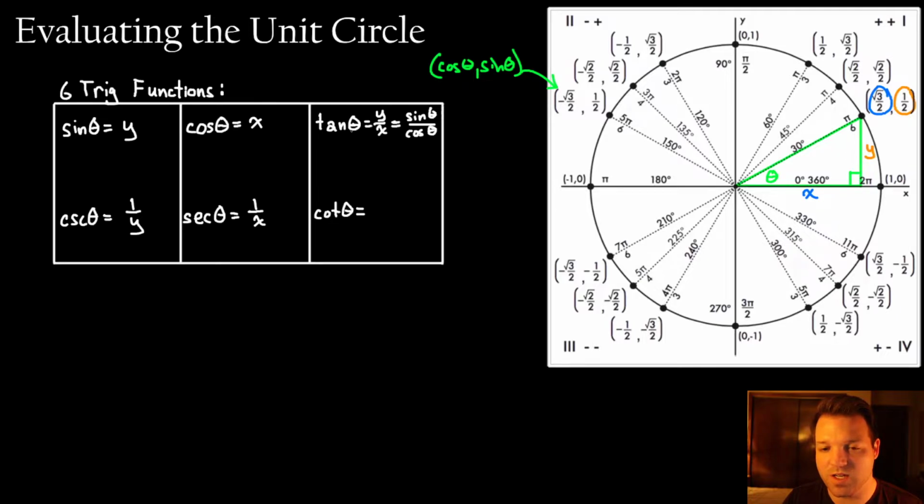And then cotangent is the inverse of tangent, and so we're going to flip the y and the x, so you get x over y. Or you could write it as cosine of theta divided by the sine of theta.